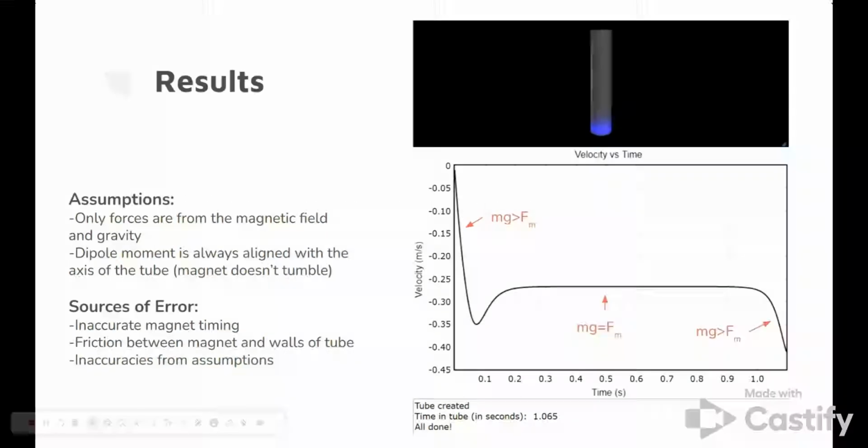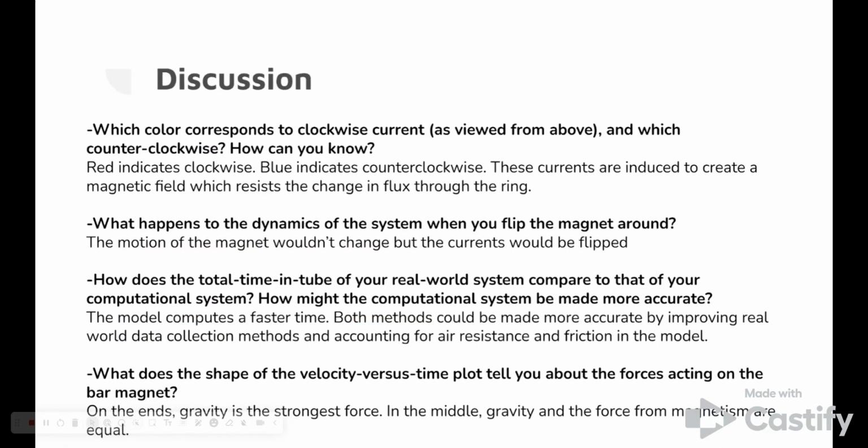The results of this, as you can see over here, is the graph of time, and then the actual experiment itself and the code. Some assumptions are that the only forces are from the magnetic field and gravity, and the dipole moment is always aligned with the axis of the tube. The magnet doesn't tumble. Some sources of error could be inaccurate magnet timing, some friction between the magnet and walls of the tube, and inaccuracies from previous assumptions. As you can see down here in the results, the model predicted 1.065, which deviates from ours by about 0.5 or so.